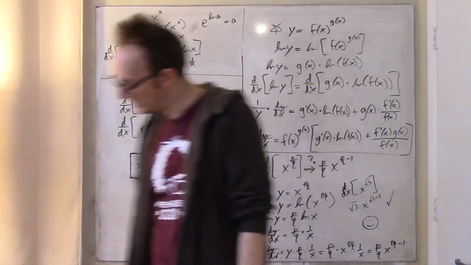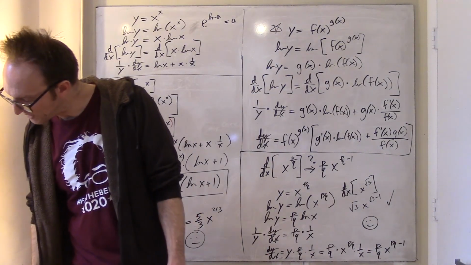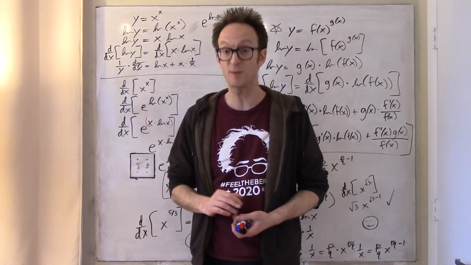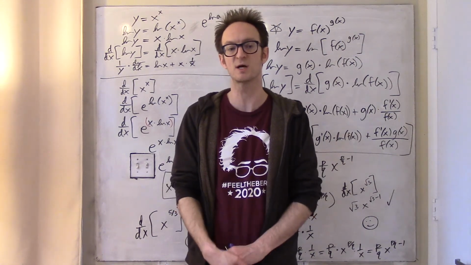So, okay, good. I believe we are now done with section 3.5, which our book puts all of this together into one big section on the chain rule.